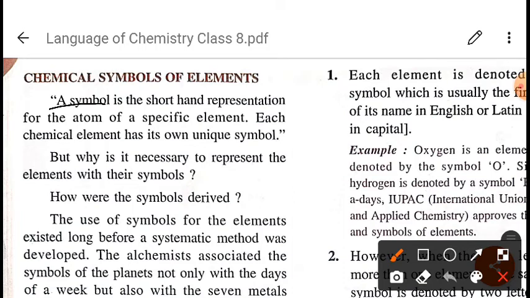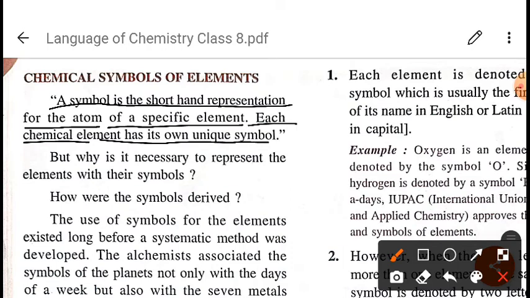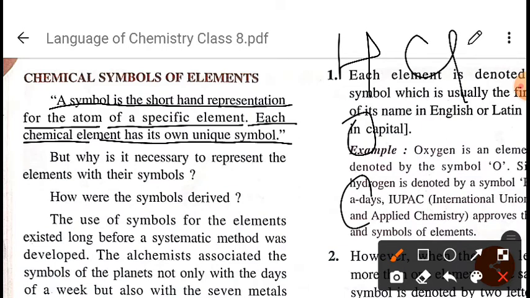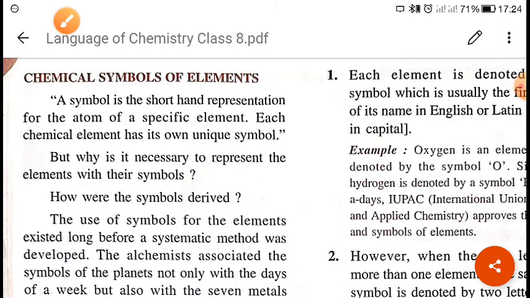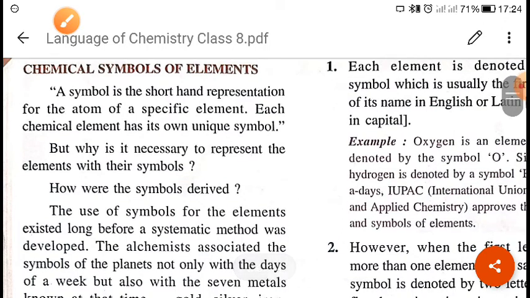A symbol is a shorthand representation for the atom of a specific element, and each chemical element has its own unique symbol. It means no two elements will have the same symbol. I hope you have understood this, just like H for hydrogen, O for oxygen, C for carbon, Cl for chlorine, and N for nitrogen. So you will see that each element has its own unique symbol.